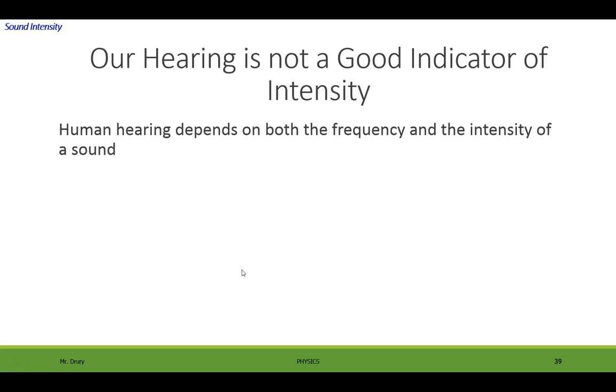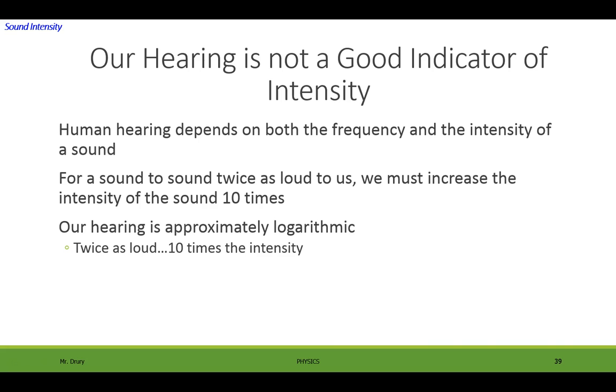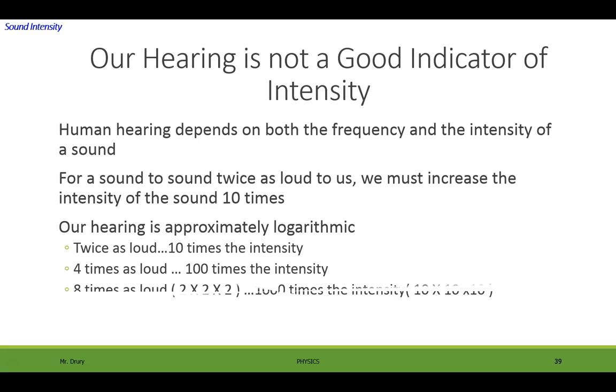Human hearing depends on both frequency and the intensity of sound. For sound to sound twice as loud to us, we must increase the intensity of the sound about 10 times. So in other words, our hearing is approximately logarithmic. For a sound to sound twice as loud, it really has to have about 10 times the intensity, or power per unit area. For it to sound 4 times as loud, it has to have 100 times the intensity. And 8 times as loud, 2 times 2 times 2, it would have to have 1,000 times the intensity.